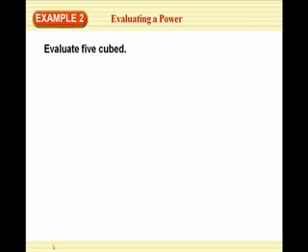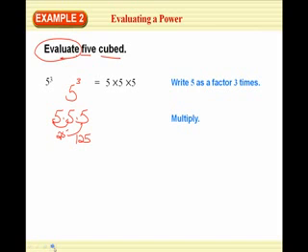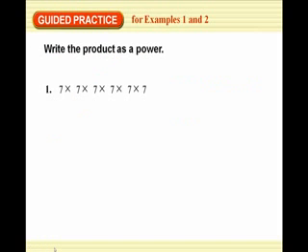So example number 2 has us evaluate 5 cubed. Evaluate means find the answer. Remember, cubed means 3, so there's 3 factors of 5. So 5 times 5 is 25, and 25 times 5 is 125. Sometimes when you have exponential numbers, the answers can get big really fast. It comes out to be 125.